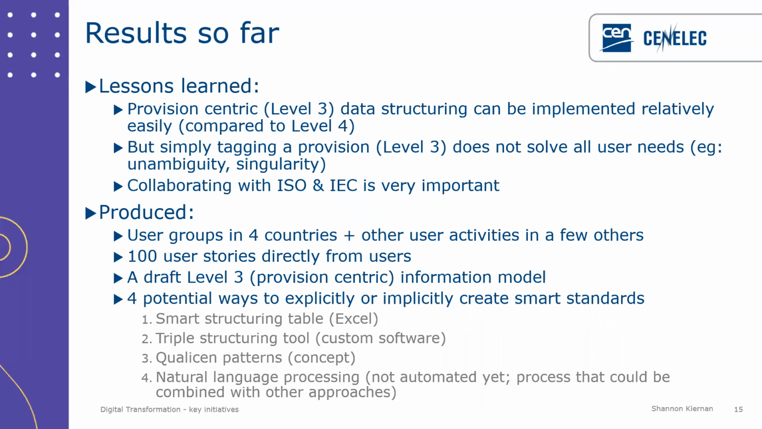Firstly, there are some more general lessons learned. Firstly, the provision-centric, which is level 3, which is what we're aiming for, data structuring can be implemented relatively easily. We say relatively because it's not easy. There are still a lot of challenges involved, but compared to level 4, it's a much more manageable task. But even if we go to level 3, that does not solve all of the user needs. For example, it doesn't remove all ambiguity. It doesn't introduce this concept of singularity, which means that one provision is one requirement, because you can still have the word "and" in a sentence.